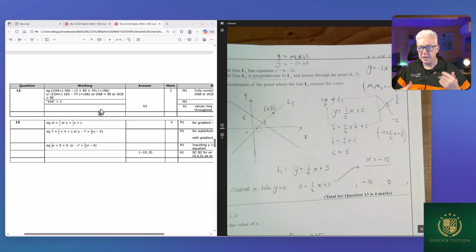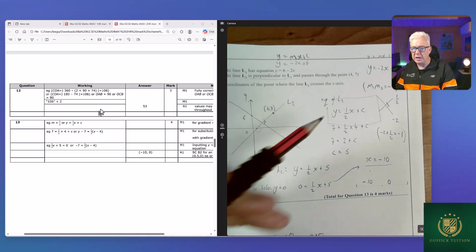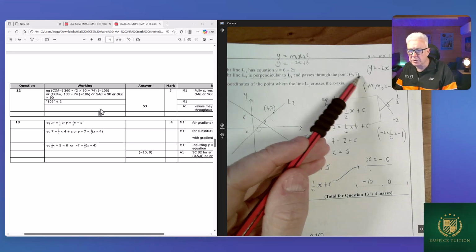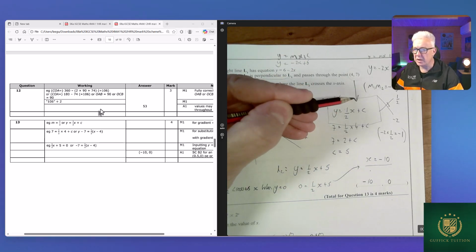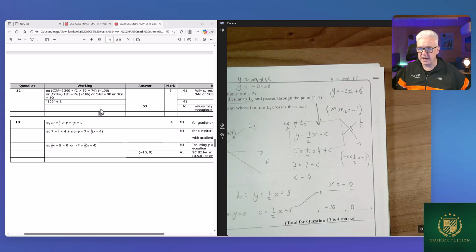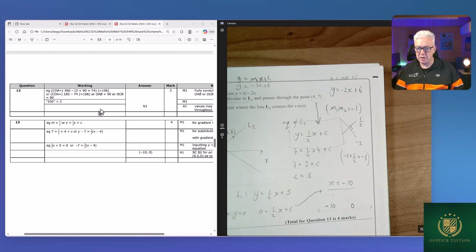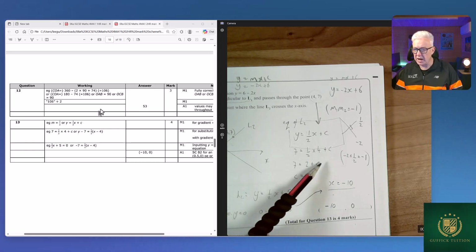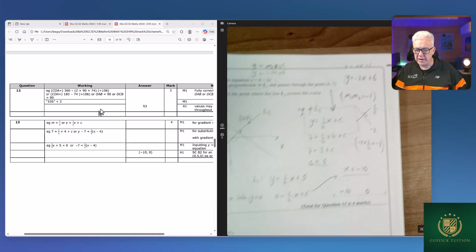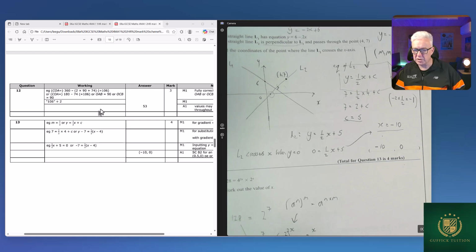Okay, so this is where we now use the point which is on L2 in order to find the full equation for L2. So we're now going to sub in the point that we've got there, (4, 7), in order to work out what the value of c is. So the y value is 7 when the x value is 4. So 7 is equal to 4 over 2, which is 2, add c. So that means that c must be 5. So our full equation of the line L2 is y is equal to a half x add 5.